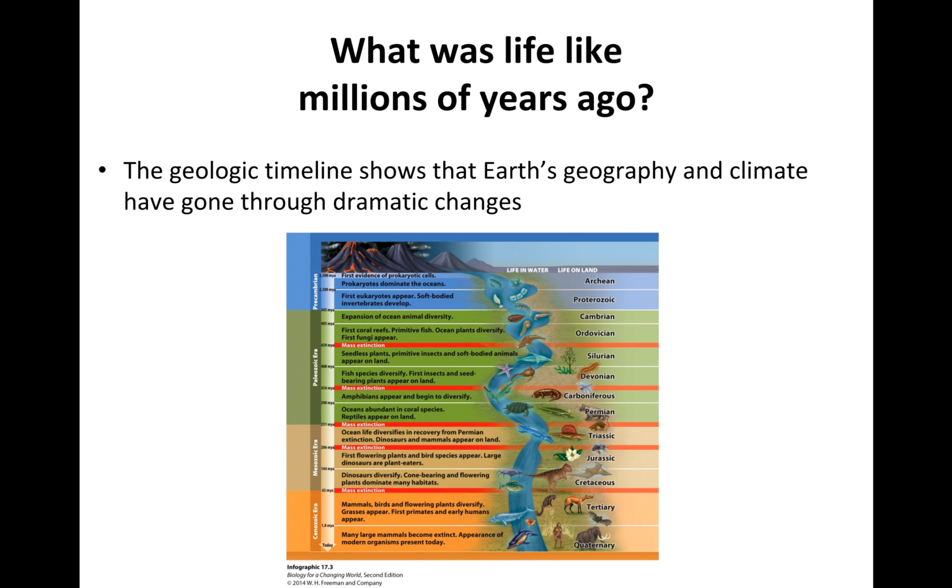Here's a picture of a geologic timeline. It shows that the Earth's geography and climate have gone through dramatic changes. So here are the different time scales: the Precambrian age, the Paleozoic age, the Mesozoic age, and our current, which is the Cenozoic age.